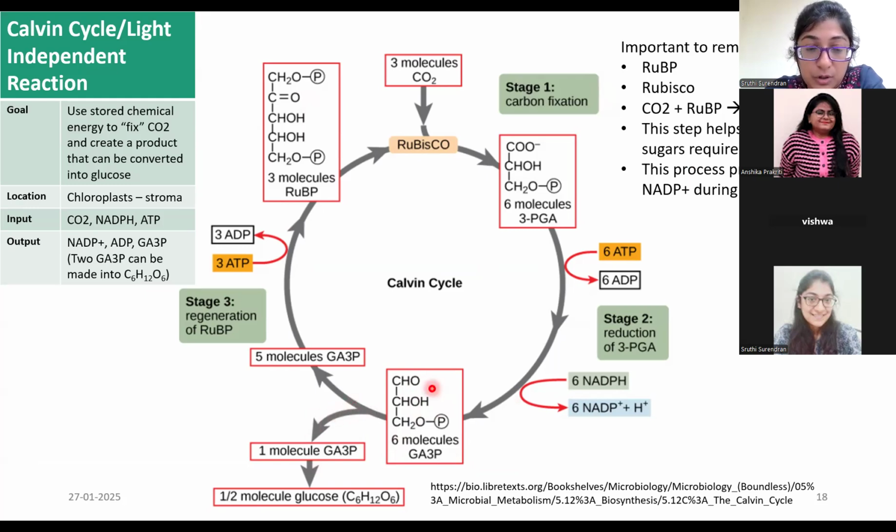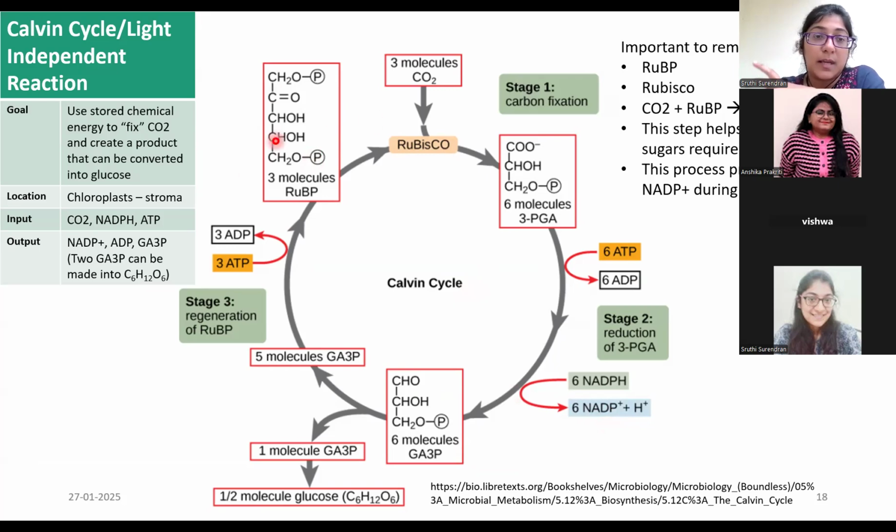Also, the molecule not only helps in the manufacture of sugar, but it also helps in the regeneration of RUBP. So this regeneration of RUBP is an important thing that you need to have in mind. Carboxylation is an important thing that you should have in mind. Then the Rubisco enzyme is an important thing that you have to remember. RUBP is an important thing that you have to remember. ATP, ADP, NADPH, NADP plus. These are all important things that you have to remember.